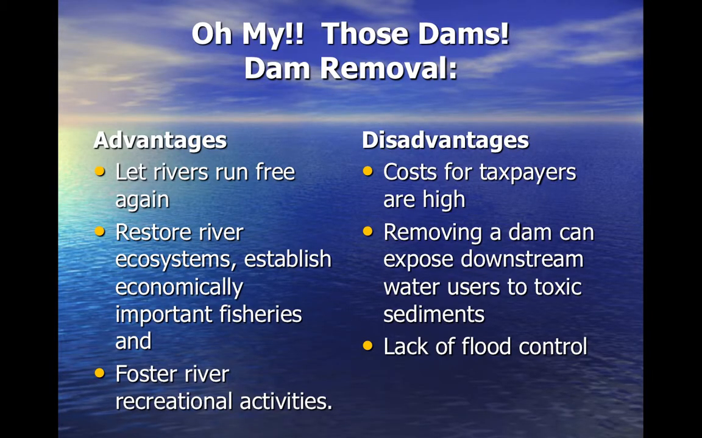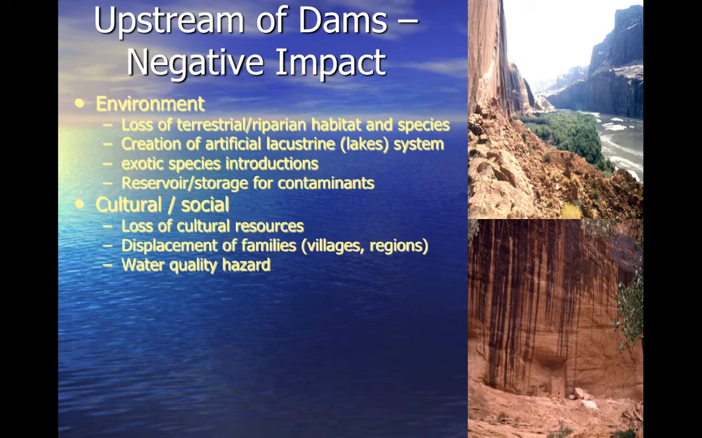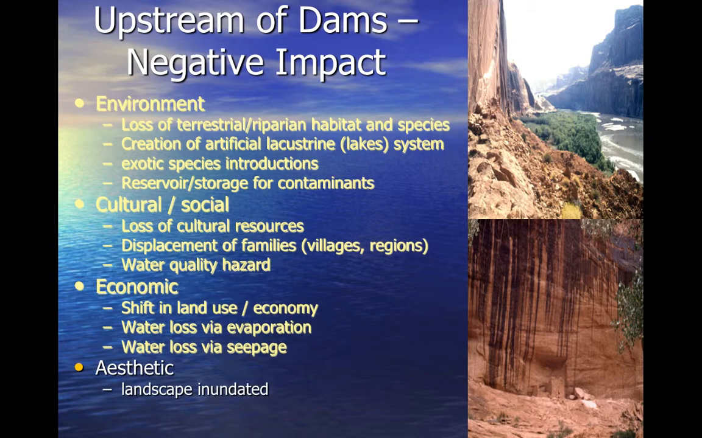And again, here are some more. Another disadvantage is the cost of a dam. They are extremely expensive, into the millions, possibly close to $1 billion to get them built today. These are listing some other environmental, cultural, economic, and aesthetic negative impacts as well. Please read over these as well.